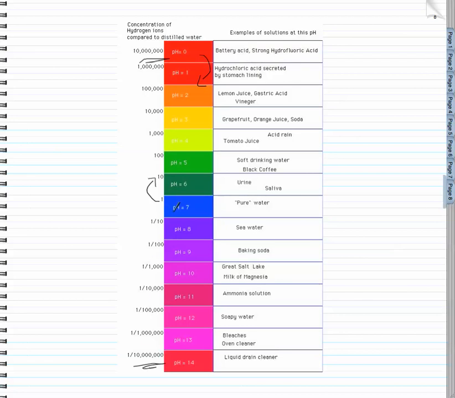So instead of having an arbitrary random 1 times 10 to the negative 7th as your concentration for neutral, now you have pH of 7. That's easy. pH 7, compare that to pH of 4, and life is good. Okay, and we'll see how this works in a second.